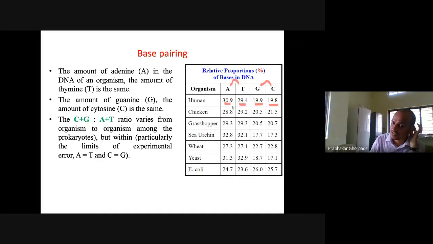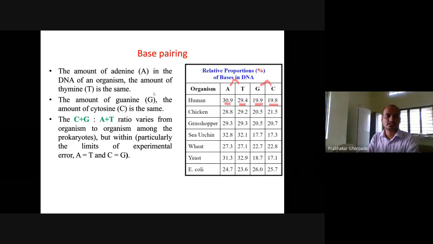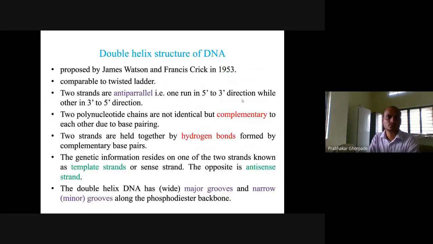Each organism has different proportions of adenine, thymine, cytosine, and guanine residues. The amounts of guanine and cytosine should match. The C plus G to A plus T ratio varies from organism to organism among prokaryotes, but it should be within a particular limit. So the actual amounts of A and T may vary, but should be within that proportion. It should not be too far apart.